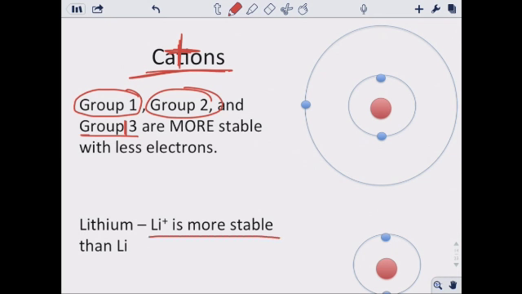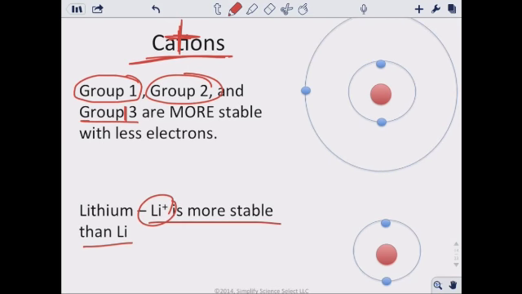So lithium is more stable. A lithium ion, a lithium cation, is more stable than just a lithium atom by itself. And we can look at this as an example. We see that we have lithium.